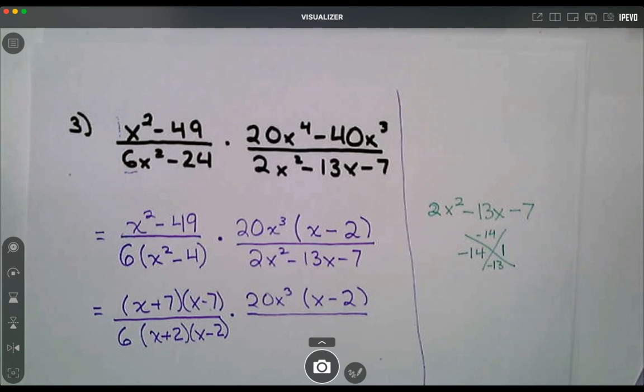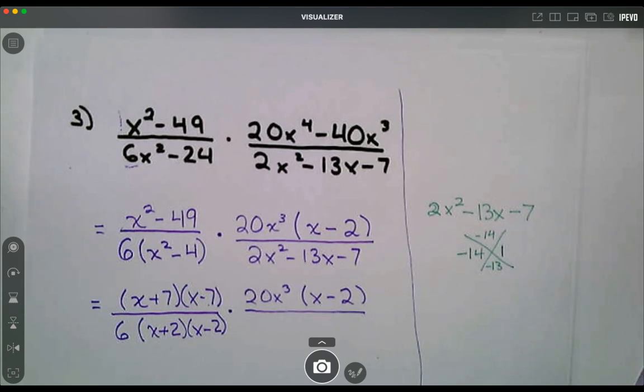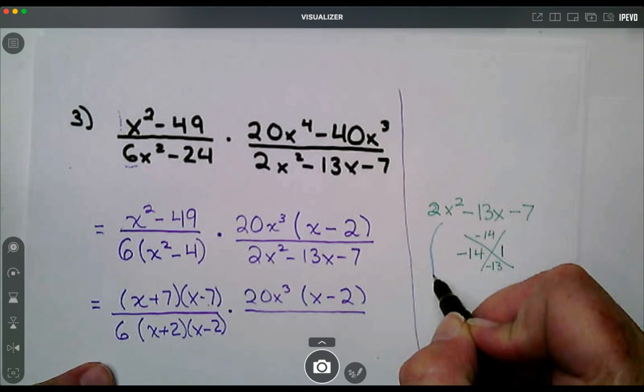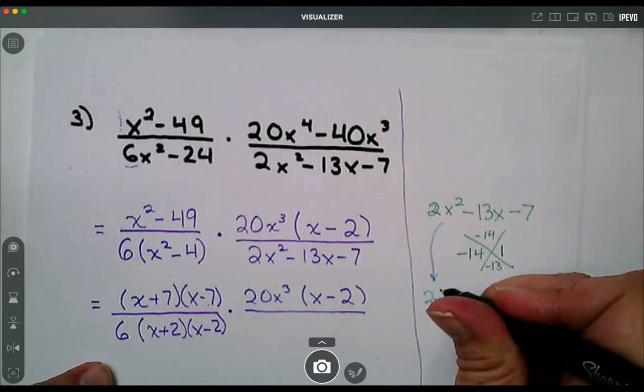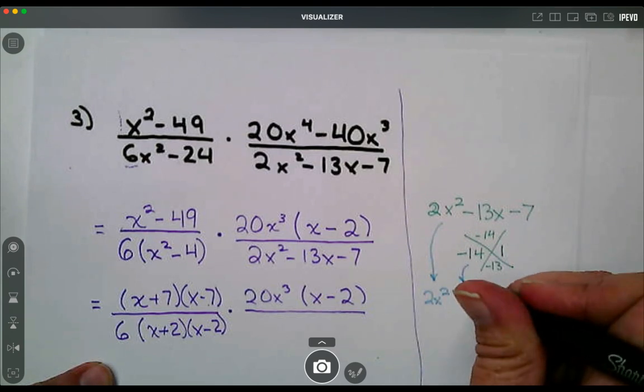Here's the step everybody forgets, and I think it's because Photomath does it differently. You're going to bring down everything. Actually, Photomath does it the same. It's just you guys don't remember what comes afterwards.